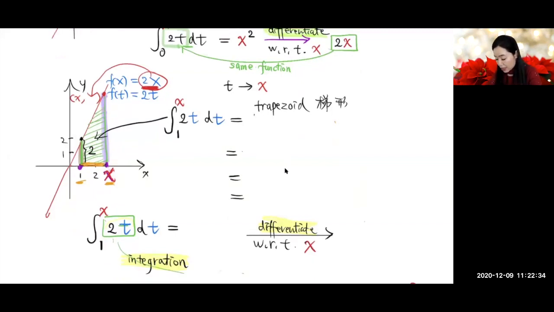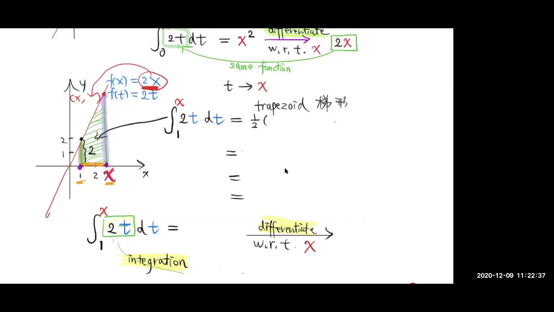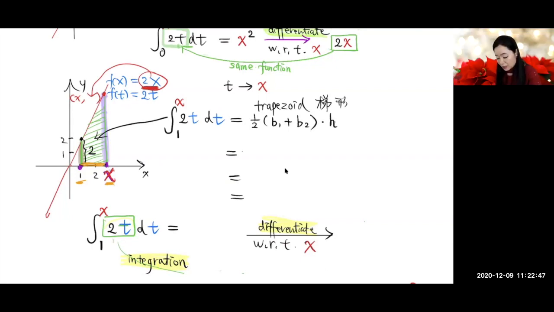It is 1/2 times the top base plus the bottom base, times the height. So 1/2, and the top base is this one, which is 2. What about this bottom base here, the purple one over here? What is it? This is x, right? So what will be this?